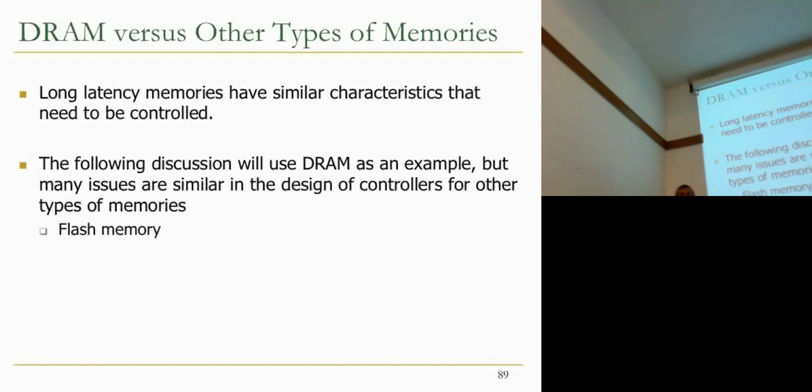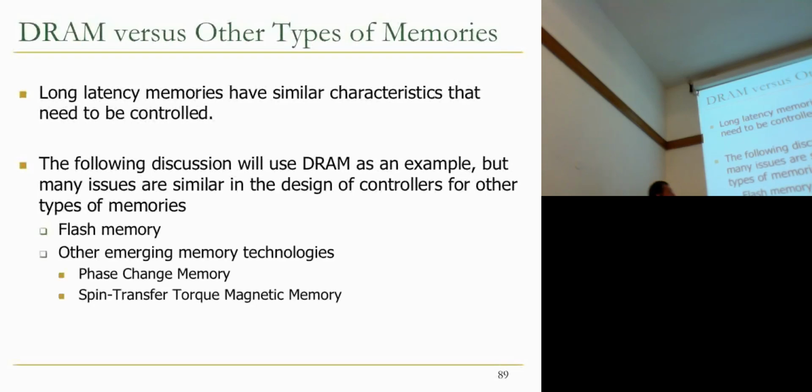For example, flash memory. Flash memory has very sophisticated controllers today. Other emerging memory technologies need to have similar controllers. Phase change memory, spin transfer torque magnetic memory, that we will very briefly talk about.